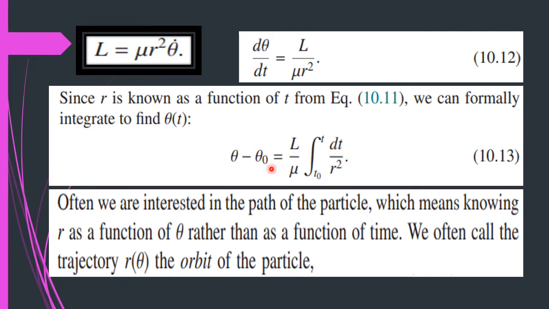Okay, so we have found two equations, or two variations. One is r varying with time, and the second is theta varying with time. But we are interested mostly in the variation of r with theta, which means r is a function of theta, known as the trajectory of the particle, r of theta, which is called the orbit of the particle. We are interested in that function.